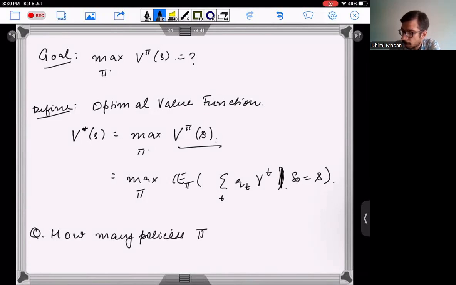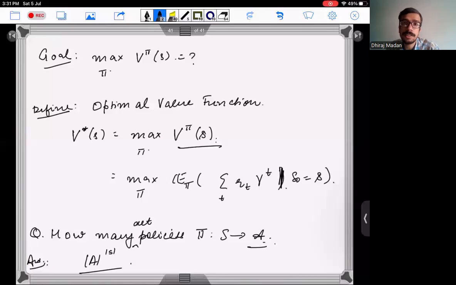Let's say deterministic policies from the set of states to actions. Well, for every state, I have |A| choices. So essentially, we have the number of actions to the power of the number of states. So it's essentially exponential in the number of states. And if the number of states is too large, or let's say the state space is uncountable, if you have a continuous state space, then you can't even enumerate over them.